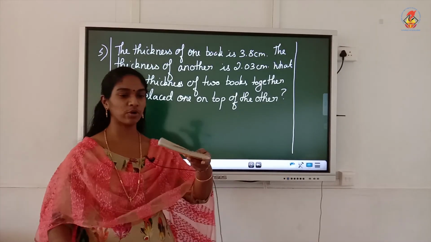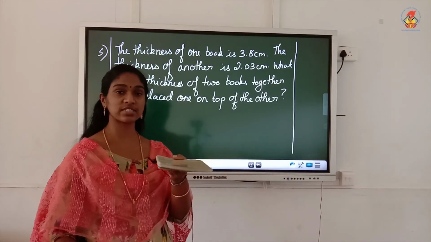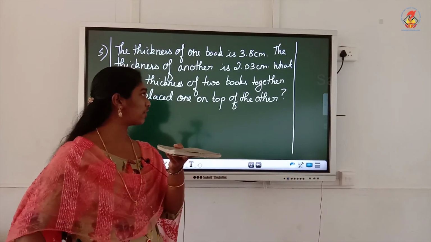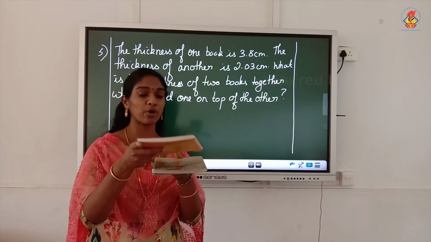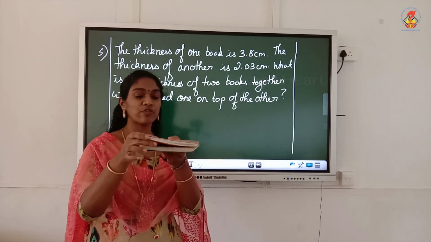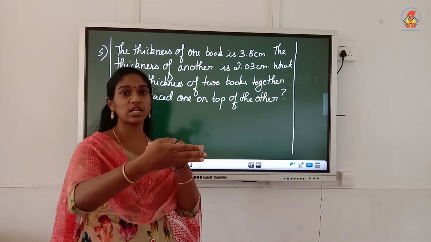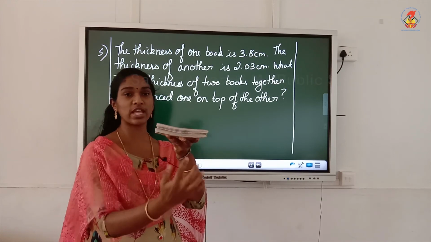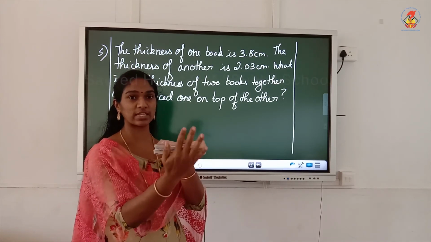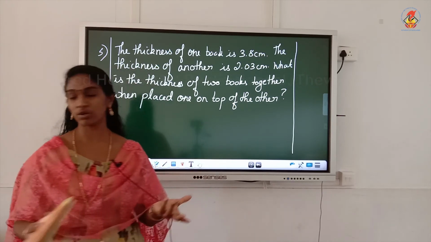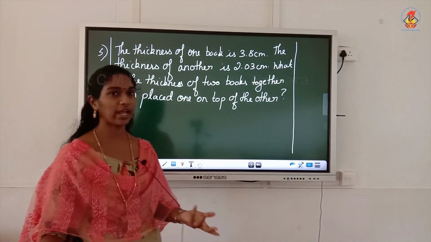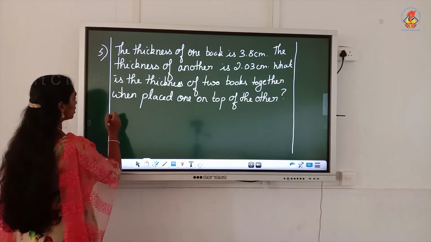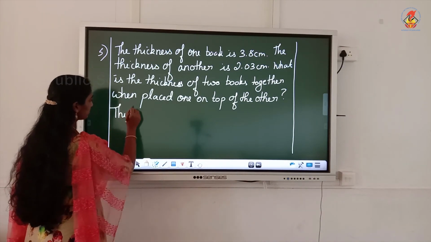See, I have one book, okay, its thickness is 3.8 centimeter. Then I have another book, its thickness is 2.03 centimeter. So, if I keep these two books together, what is the thickness? That is what they are asking me. What will we do? We should add it. It's an understood question.